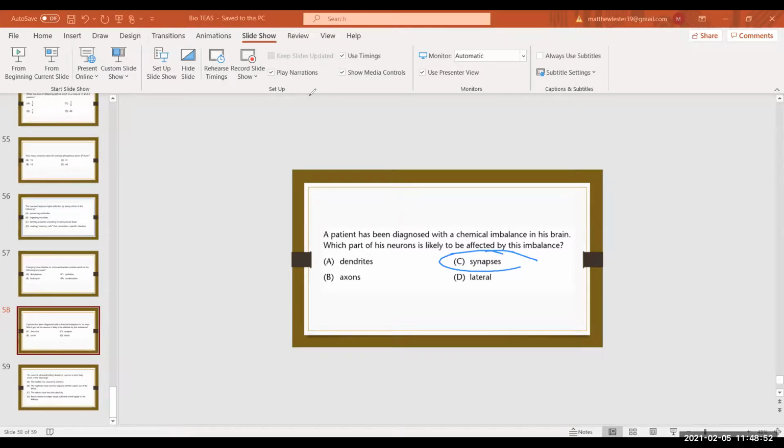Just remember too, the dendrites are where the interaction happens, and axons are what carries the signal down the neuron.